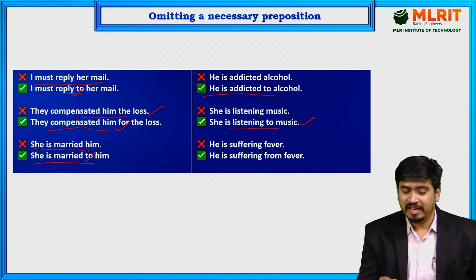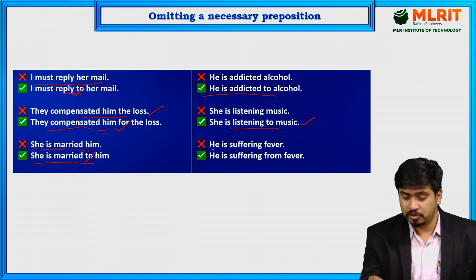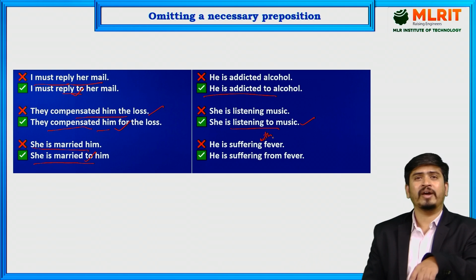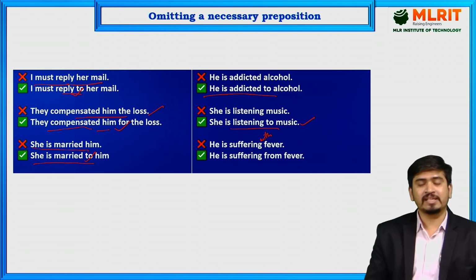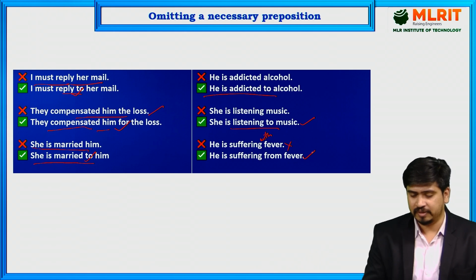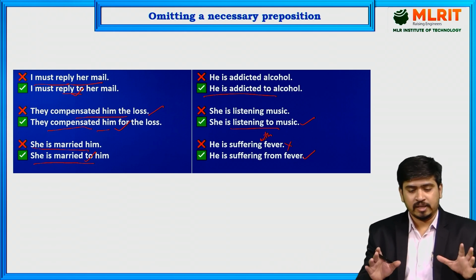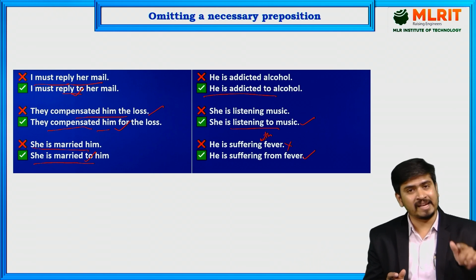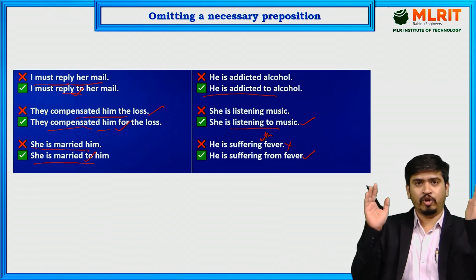Okay. He is suffering fever. It should be he is suffering with. Typo error. Consider. He is suffering with fever. It's wrong. He is suffering from fever. Okay. These are examples where in general we omit a necessary preposition. I hope you understood this one.